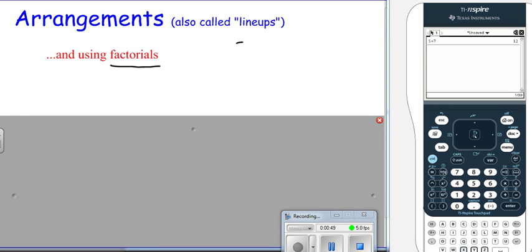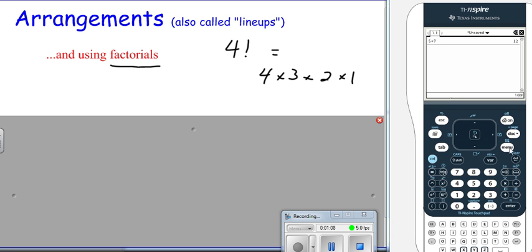If I had 4 factorial, I'll write that a little bit better, 4 factorial. The factorial is just that exclamation point, and that would be the same as writing 4 times 3 times 2 times 1, and your calculator will do those factorials for you.